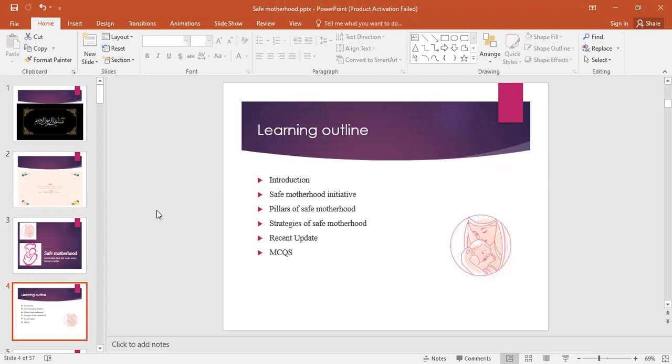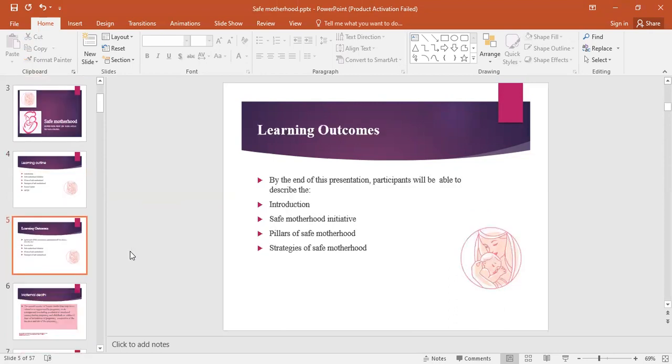The learning outline of today's presentation is the introduction, the safe motherhood initiative, pillars of safe motherhood, strategies of safe motherhood, recent updates, and at the end, an MCQ session. By the end of this presentation, participants will be able to describe the introduction, safe motherhood initiative, pillars of safe motherhood, and strategies of safe motherhood.